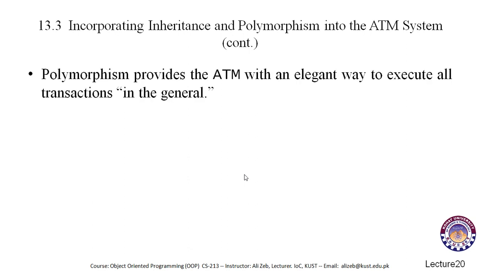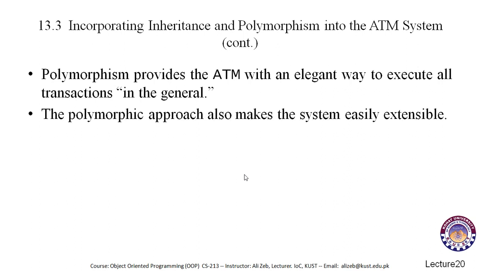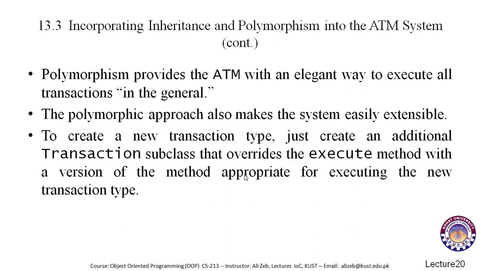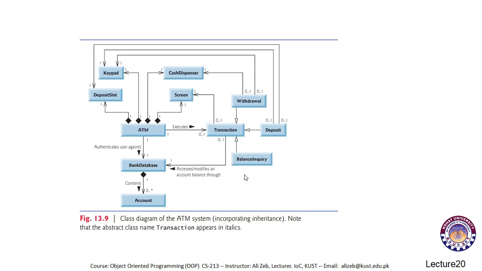Polymorphism provides the ATM with an elegant way to execute all transactions in general. The polymorphic approach also makes the system easily extensible. To create a new transaction type, just create an additional Transaction subclass that overrides the execute method with the version of the method appropriate for executing the new transaction type. So we can incorporate polymorphism into the system, and now we have this new class diagram of our ATM system.